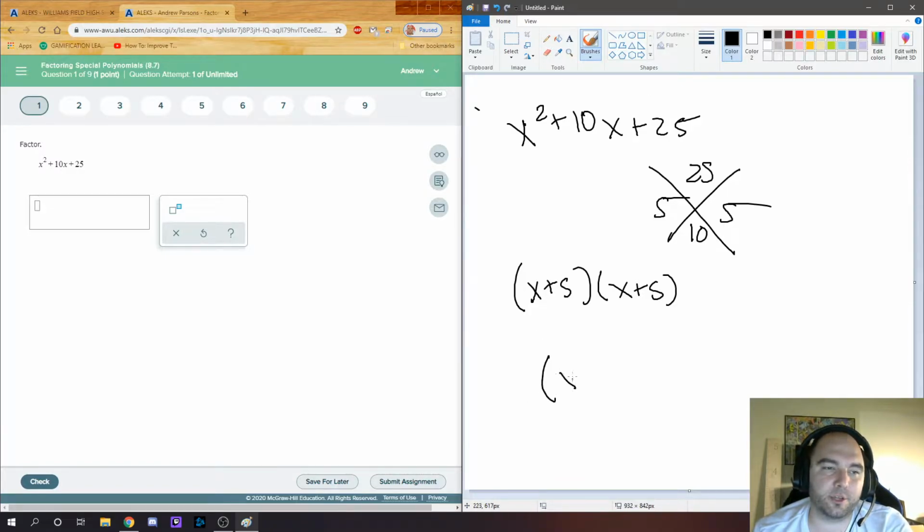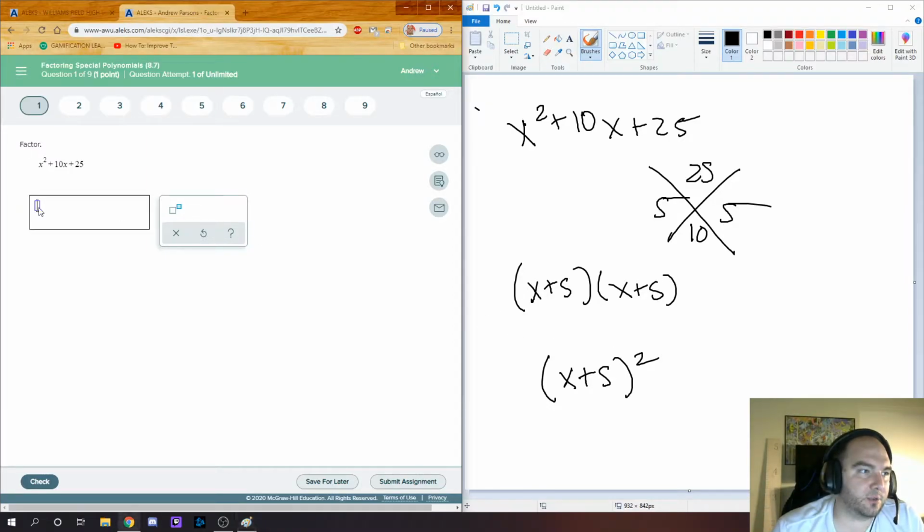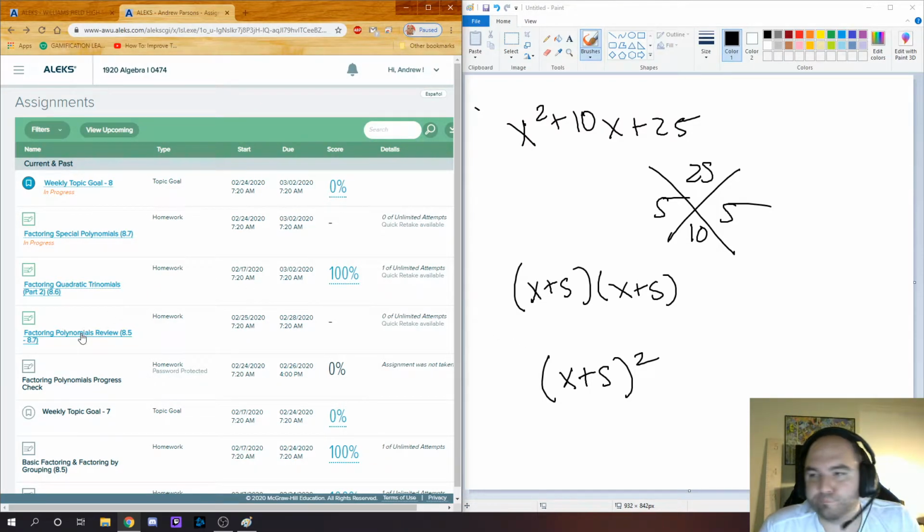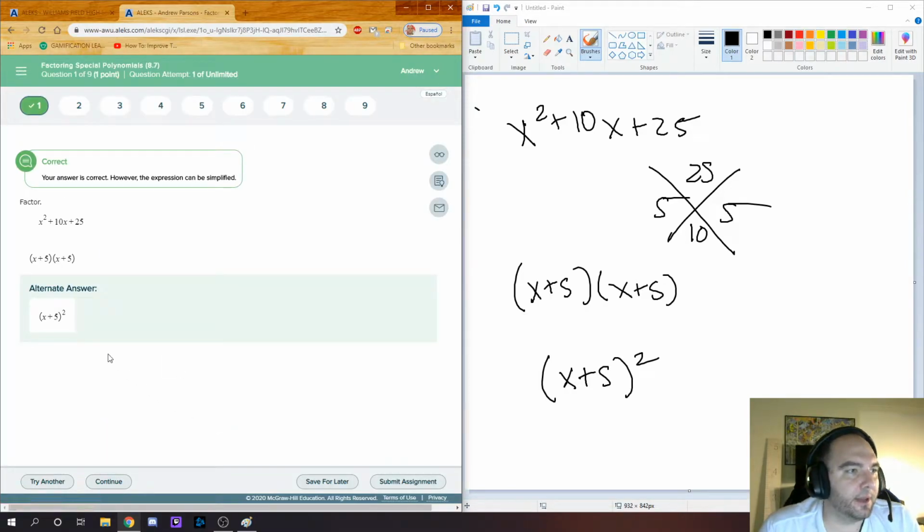I'm also going to mention this. I'm going to write it right now. You can write this answer as x plus 5 squared, because if you get the same thing twice, you're allowed to write it squared. I'm going to write it the way I assume most people will when they're doing the test, without the squared. But I guarantee when I hit check, it's going to offer me the answer that I had suggested could possibly be done, okay?